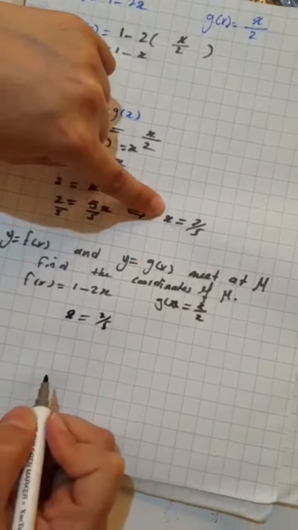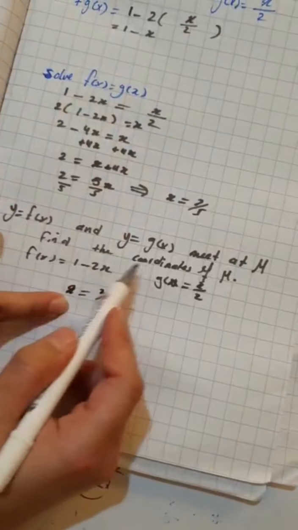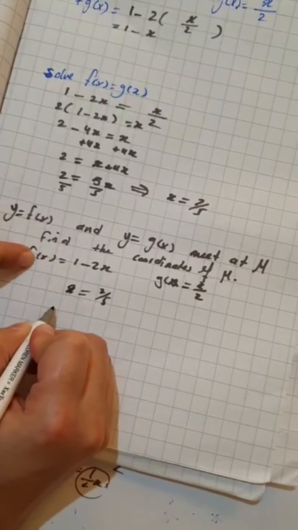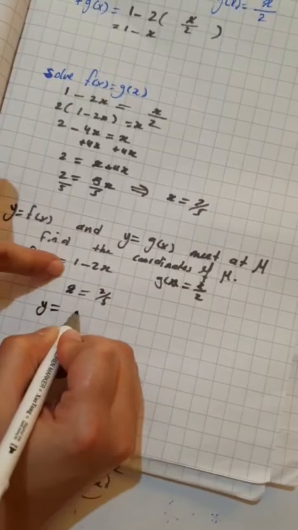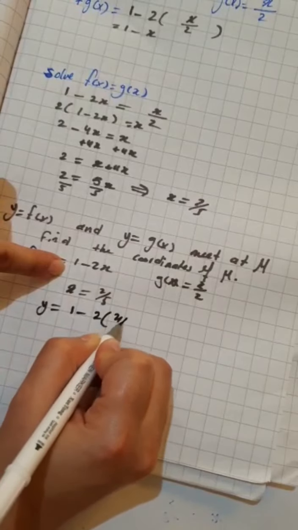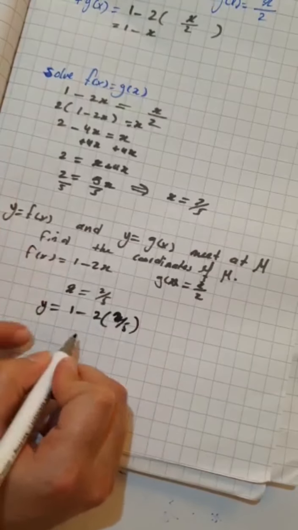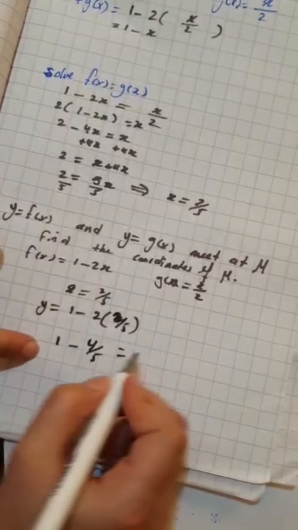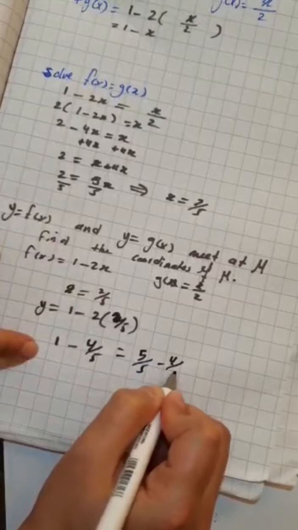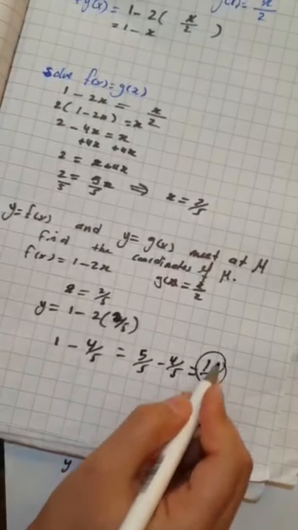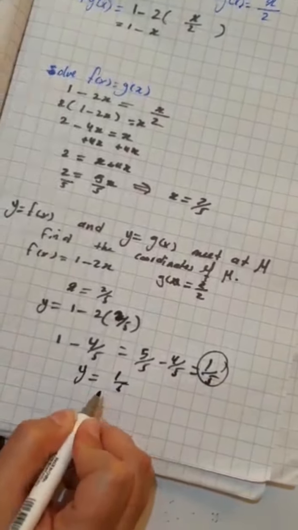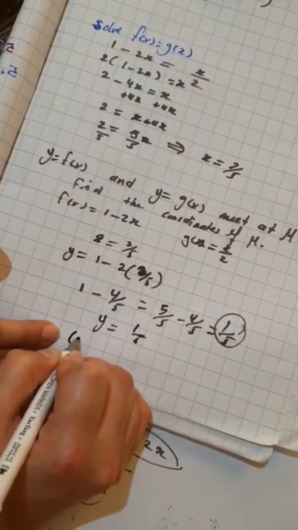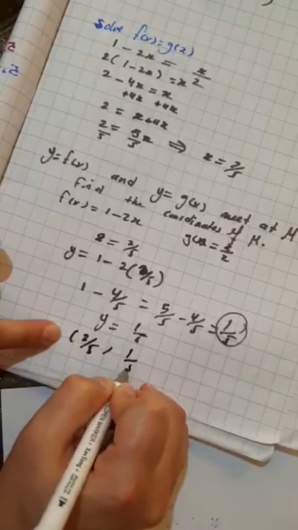If I want to find the coordinates, this means I need to replace this in one of the functions to get y equal to what? So to replace it in this function, let's say, I'm going to say y equal to 1 minus 2 multiplied by this 2 over 5. So I'm going to get 1 minus 4 over 5, which is equal at the end to 5 over 5 minus 4 over 5, which is equal to 1 over 5. So I got now that y equal to 1 over 5. So the coordinates of this point will be x, which is 2 over 5, and y, which is 1 over 5. Thank you.